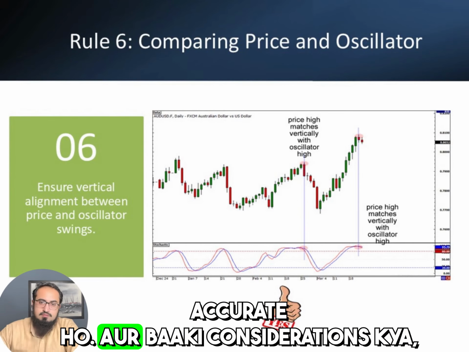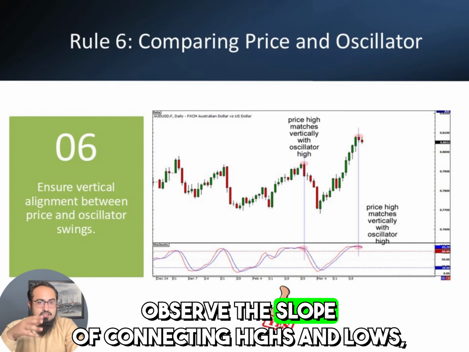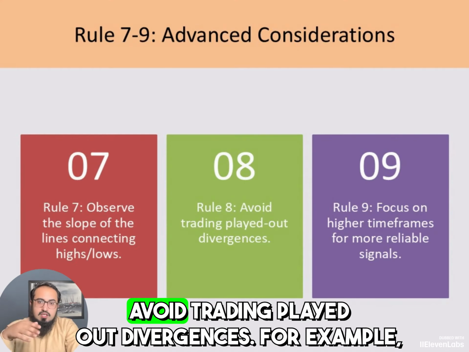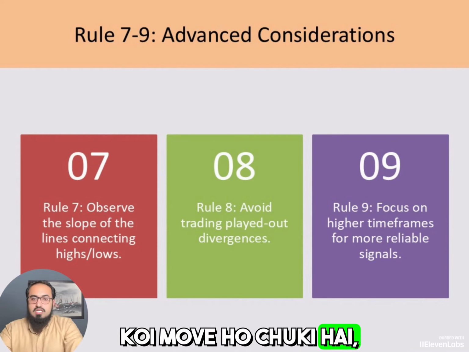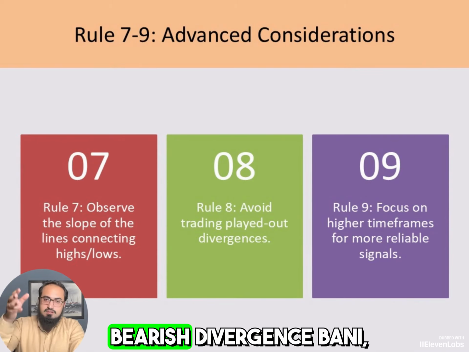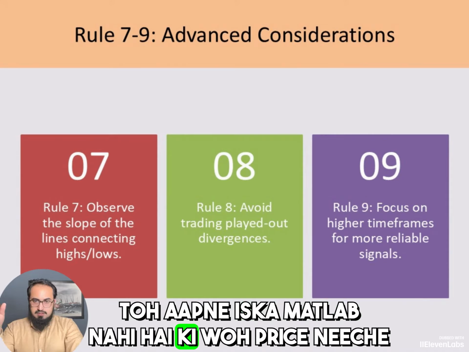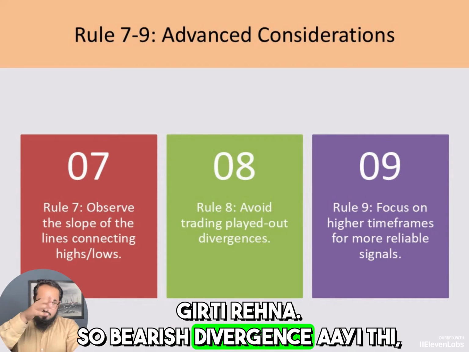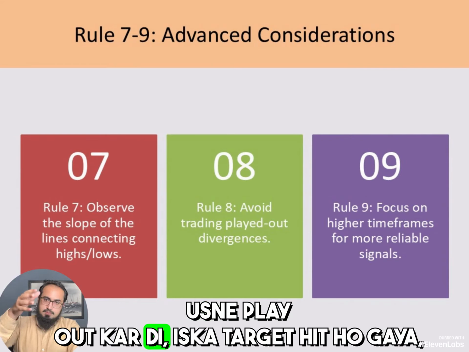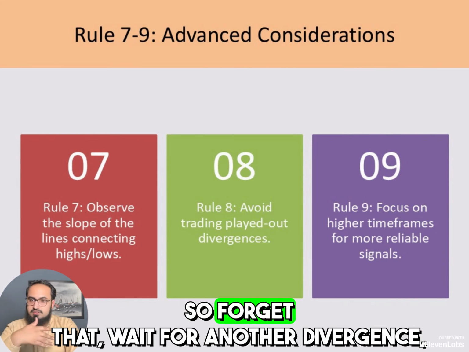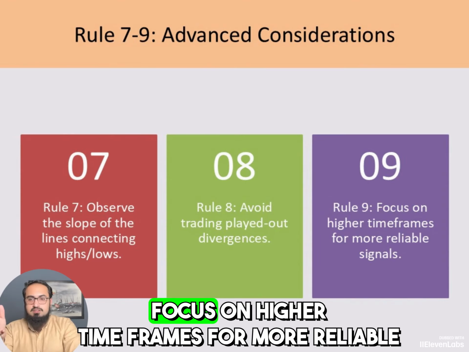For the divergence to be accurate, another consideration is to observe the slope of the connecting highs and lows. For example, the move has already happened, some divergence has already played out. A bearish divergence was formed, the price fell back down, but it doesn't mean that the price will keep falling. So a bearish divergence had occurred. It played out. Its target was hit. So forget that. Wait for a new divergence. Focus on higher time frames for more reliable signals.